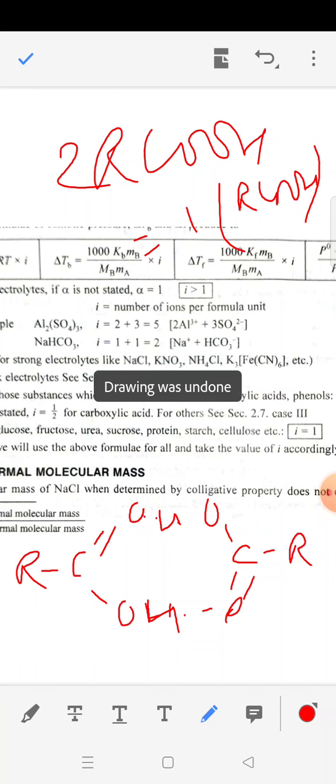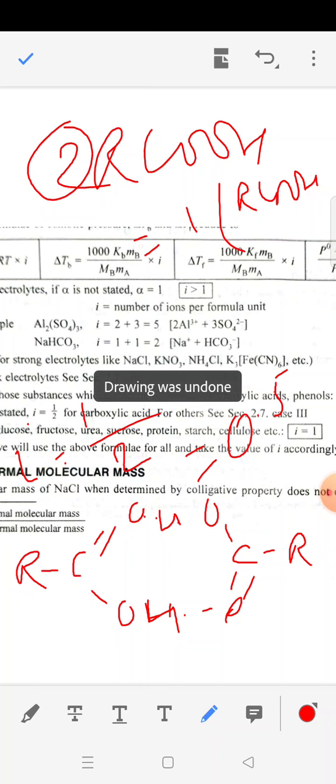So what happens here? If you apply the formula, what will be the formula for i? i will be the number of particles after association, that is 1, over the number of particles before association, that is 2. So it comes out to be 0.5, or half.